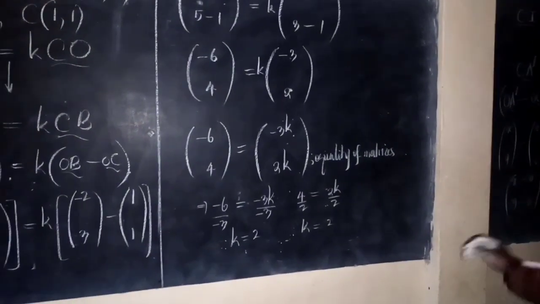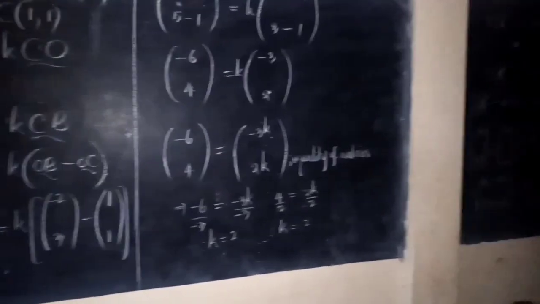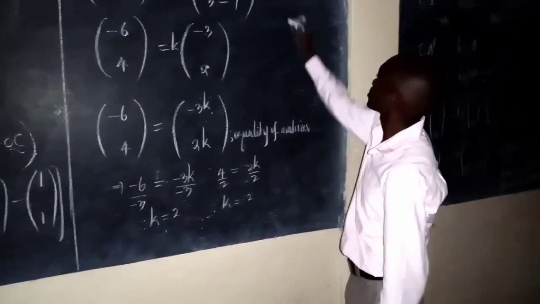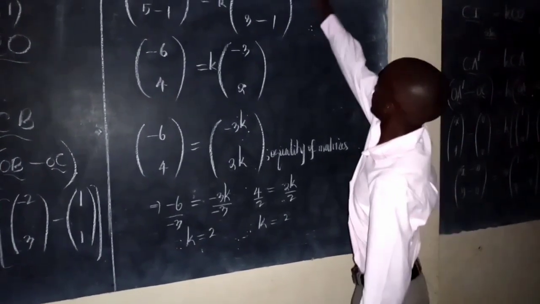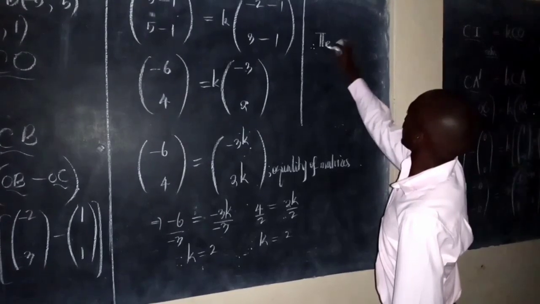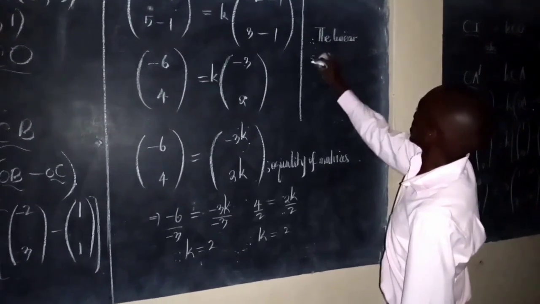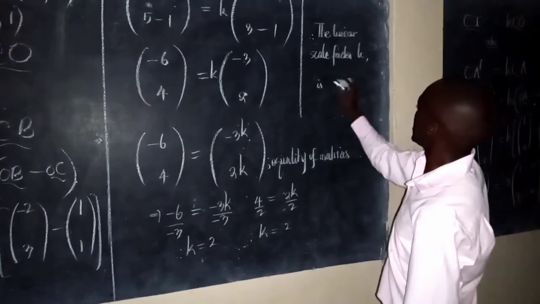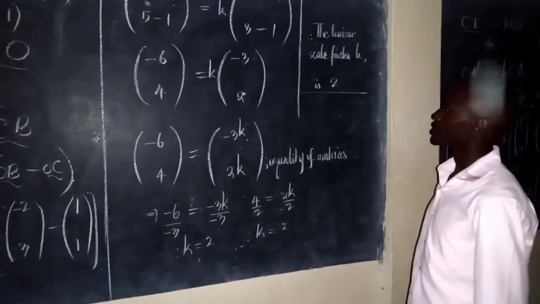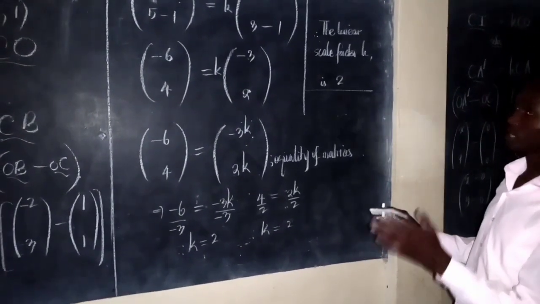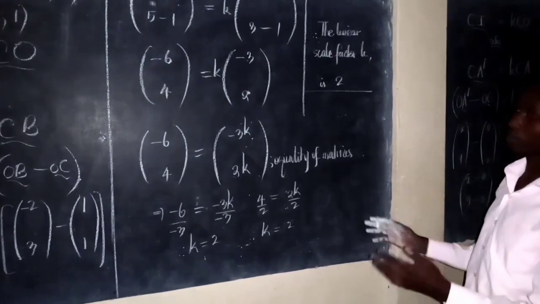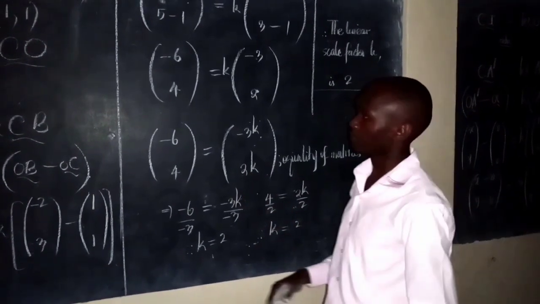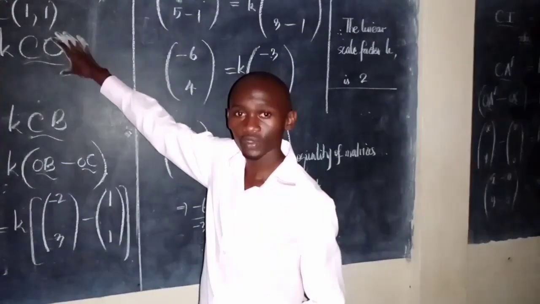In such a situation, when both values of k are the same, you're set to conclude, dear candidates, and say, therefore, the linear scale factor k of enlargement is 2. In these questions, sometimes it is the center asked for, it's the object asked for. It can be the scale factor asked for, as long as you apply this concept the right way.